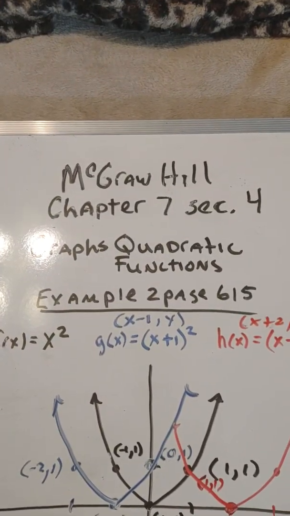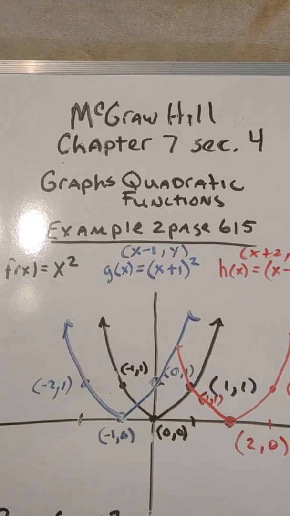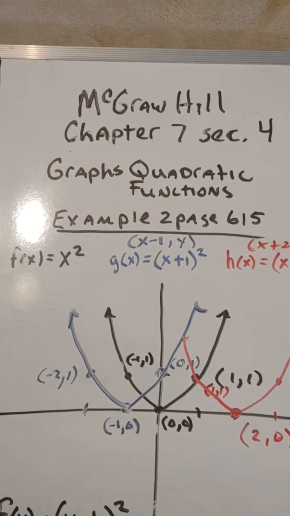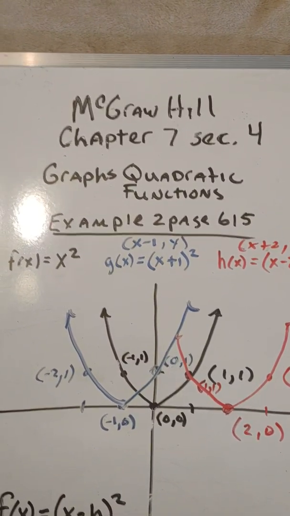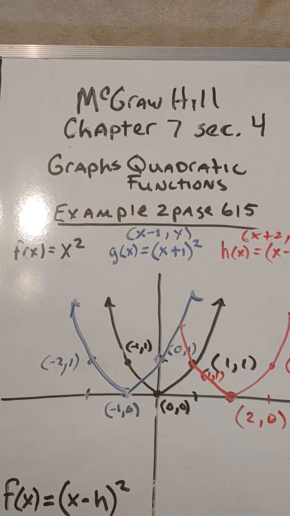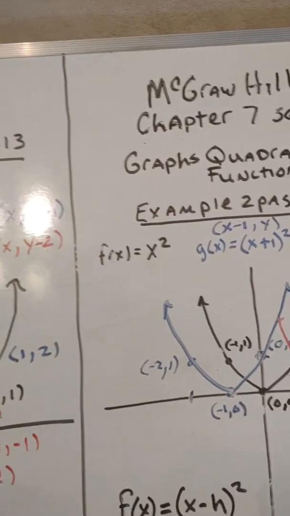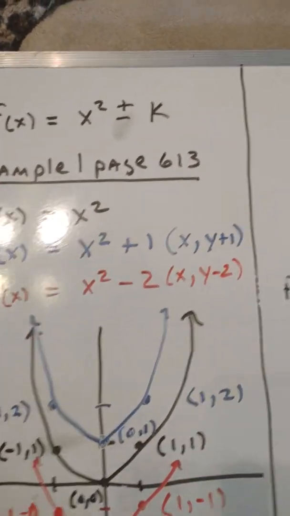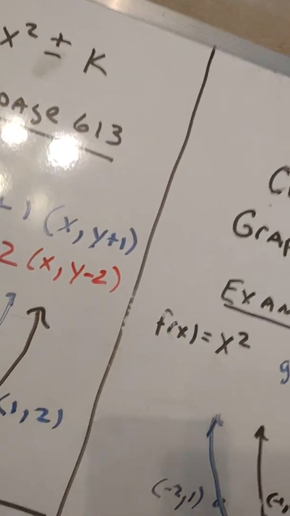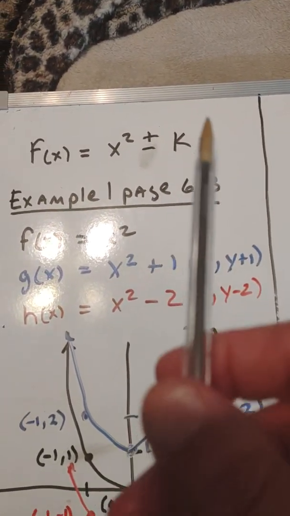This is McGraw-Hill Chapter 7, Section 4, Graphs of Quadratic Functions. All right, and what we're going to go over here is three different transformations of graphs. The last section, Section 5 of Chapter 7, deals with putting all three of these together, and so does the last example problem.